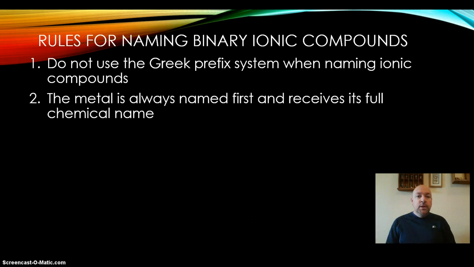So rule number 2 is getting us started on the naming process. Knowing that I'm not going to identify if I have 2 or 5 or 10 atoms of that particular element, the first thing I'm going to do is this: the metal is always named first. It's always written first, and whatever comes first is going to receive its full chemical name. So the metal always gets its full chemical name right off the periodic table. So if it's sodium, it's going to be sodium.